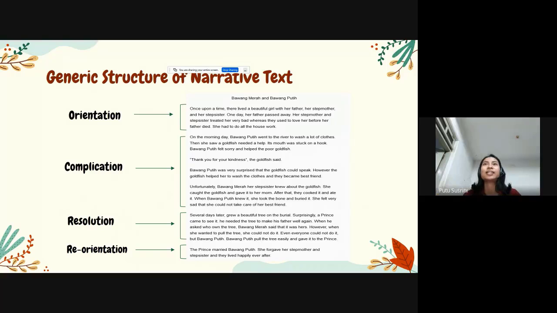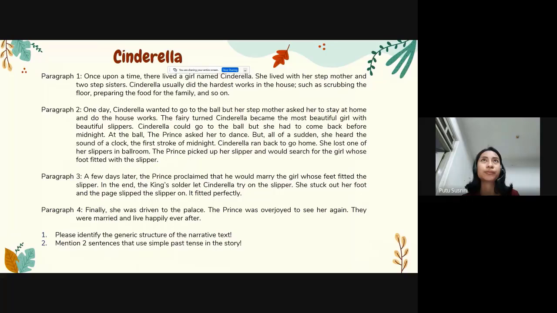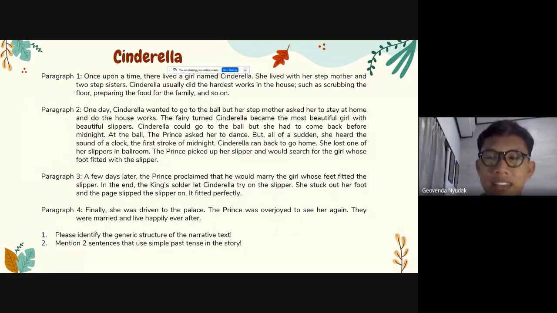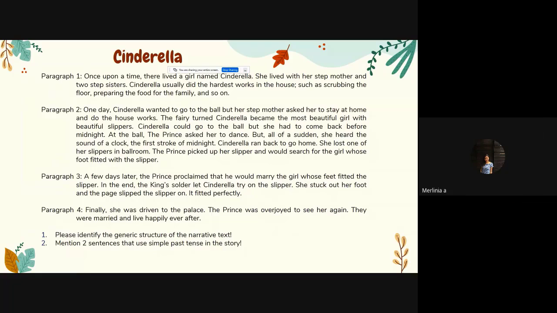Good. So now I want to give you one text. The title is Cinderella. Then you need to read the text carefully for about 2 minutes, and then please do the instruction below. Is that clear? Okay, Miss, it's clear. Okay. Yes. Please do the instruction.